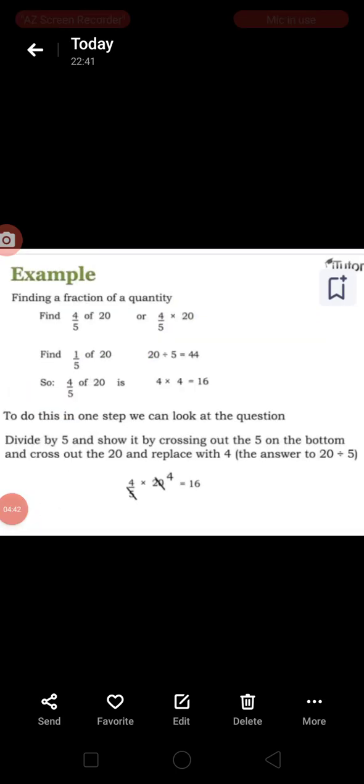Now we are going to see an example finding a fraction of a quantity. First one is find 4 by 5 of 20. Here 4 by 5 of means multiplication symbol, that is into 20. We have to simplify it. 5 and 20 cancel, then we get 16. Find 1 by 5 of 20. That is 1 by 5 into 20. 20 divided by 5, that is equal to, cancel. We have to cancel it, then we get 4.